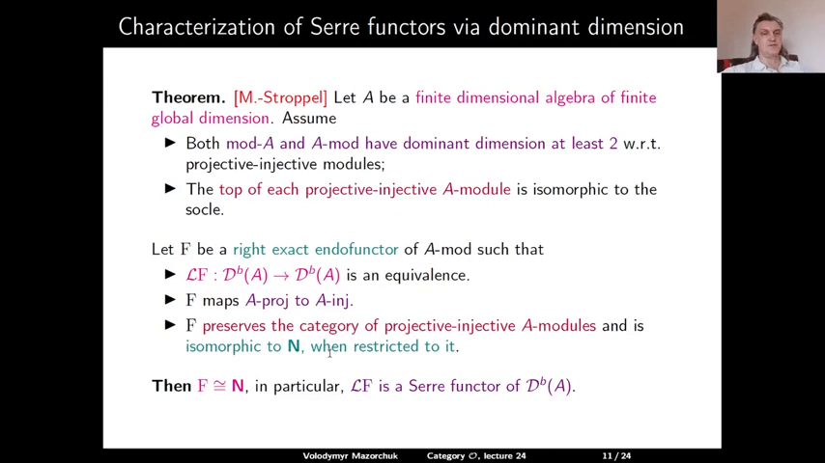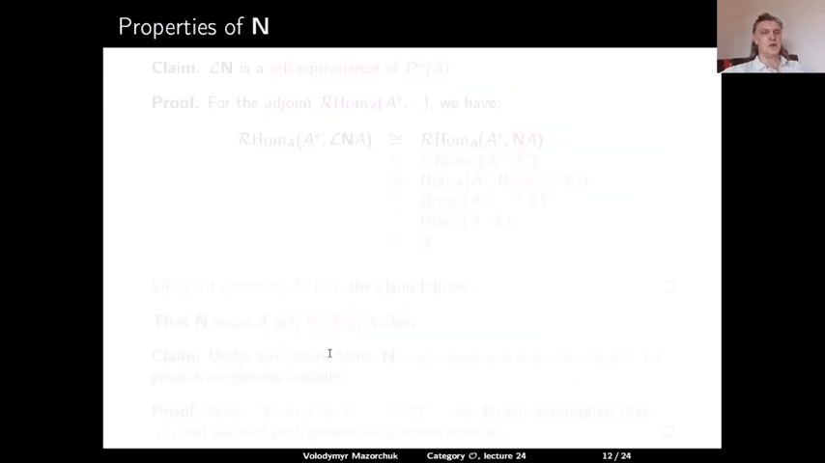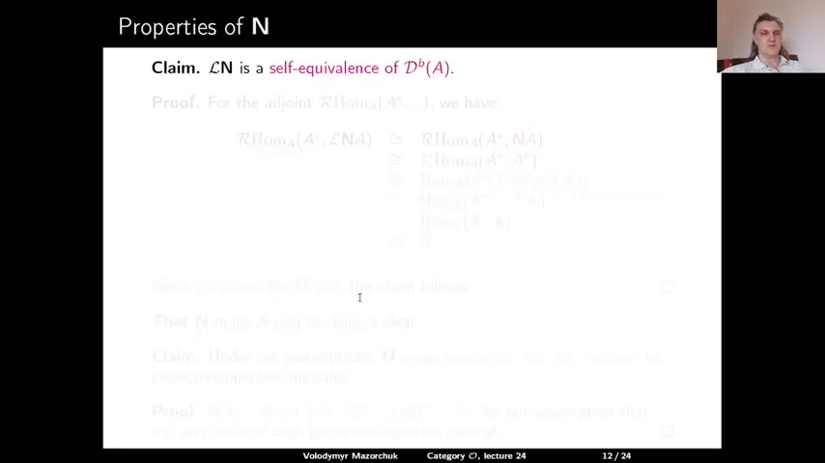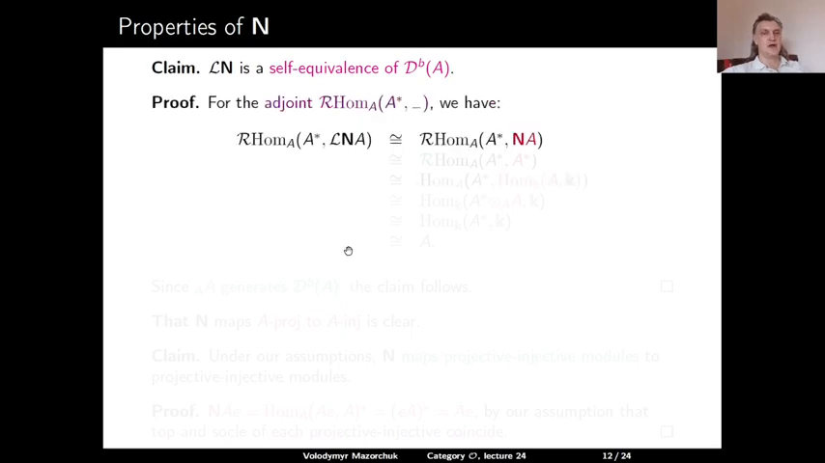To prove this theorem, let us start with describing that the Nakayama functor actually has all the properties which are described in the second part of this theorem. First of all, we claim that the left derived of the Nakayama functor is a self-equivalence of DBA. To prove this, we consider the adjoint of the Nakayama functor, which is a right derived of hom over A from A star to blank, and we make the following computation.